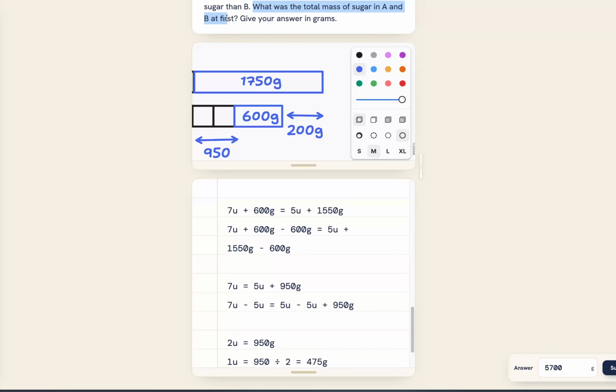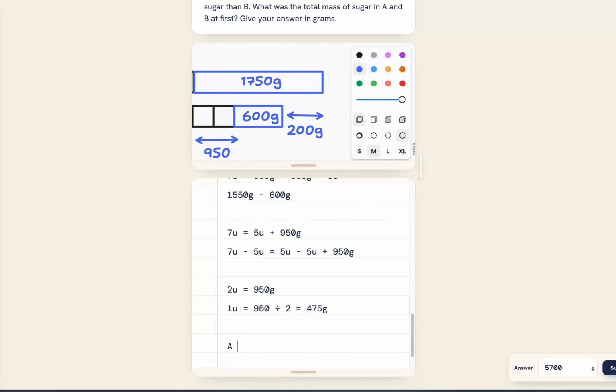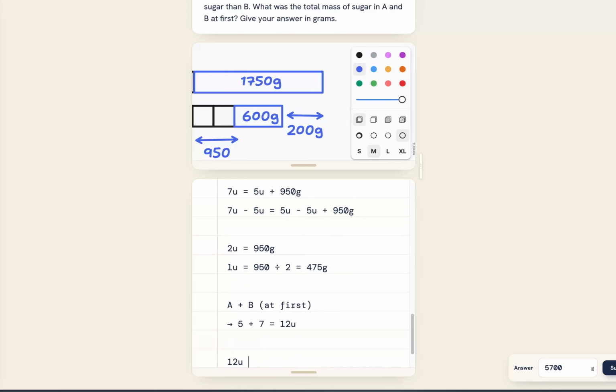So what was the total mass of sugar in A and B at first? We know because we've calculated A and B at first. So A plus B at first would then be equal to 5 plus 7, which is equal to 12 units. 12 units would then be equal to 12 times 475, and this will be equal to 5,700 grams. All right, there you go. So that's the answer, 5,700 grams.